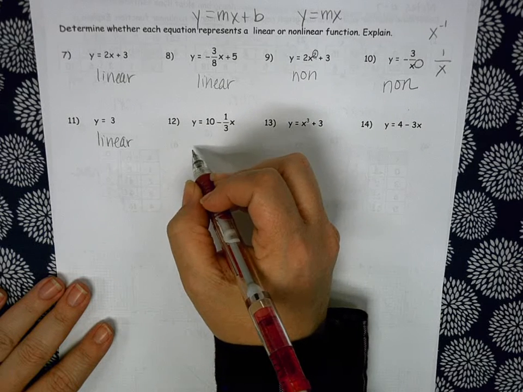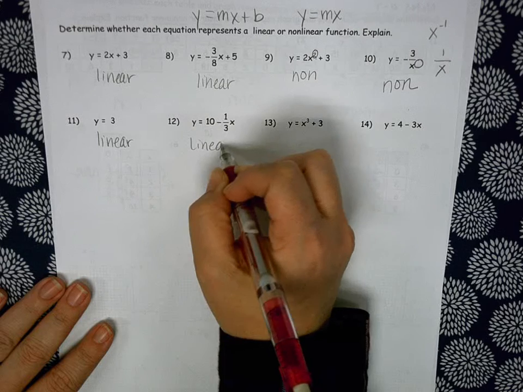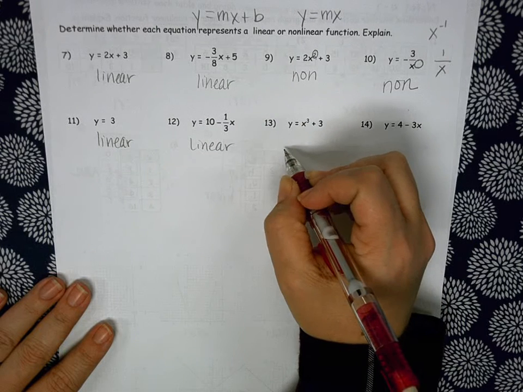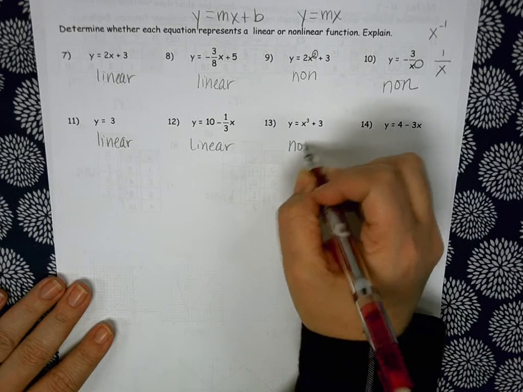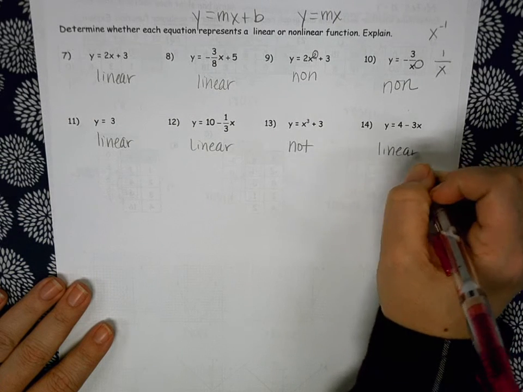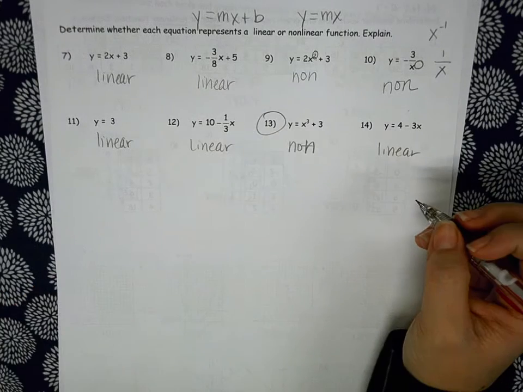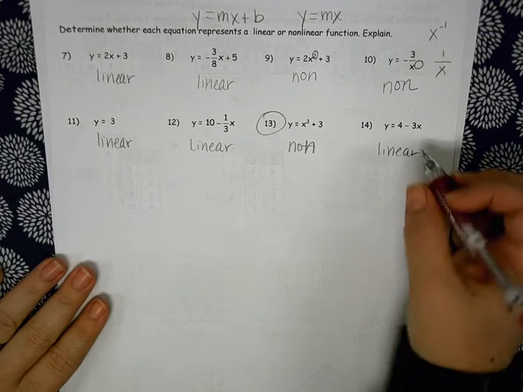What about 12? Linear, good. We just switched the order. What about 13? Non. And what about 14? Linear. Now I want to show you what 13 looks like really quick because this is going to come up. Well, 9, we should look at 9.